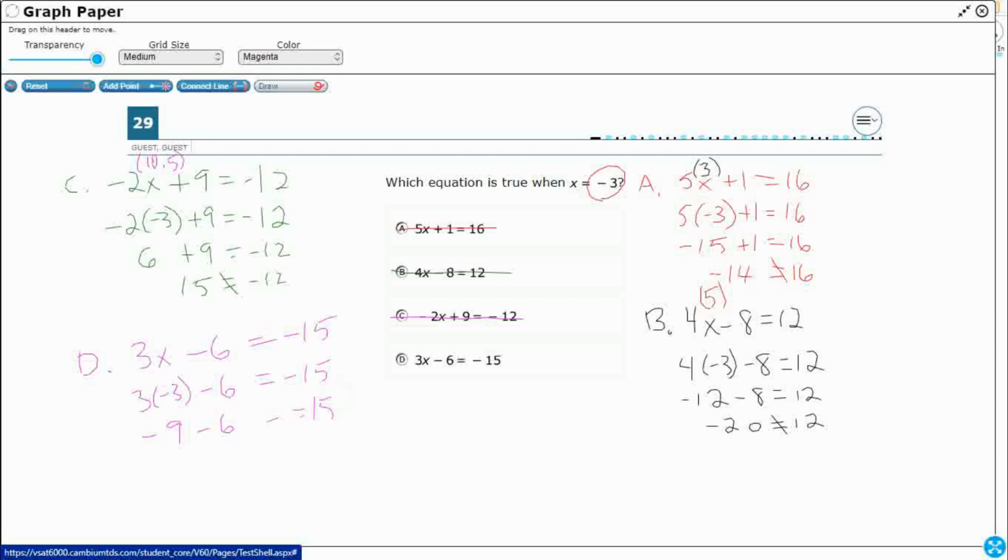All right, because -9, if I have a number line, here's -9, and then if I do a -6, minus always goes left, that gets me over to -15, which is what I'm needing. So -3 works for D. D is our answer.